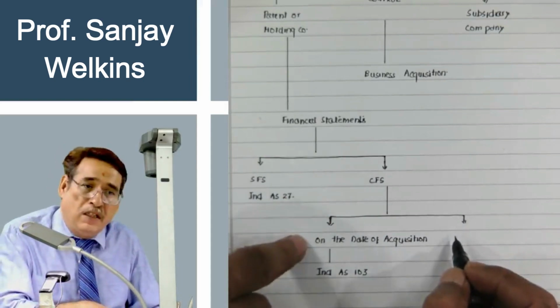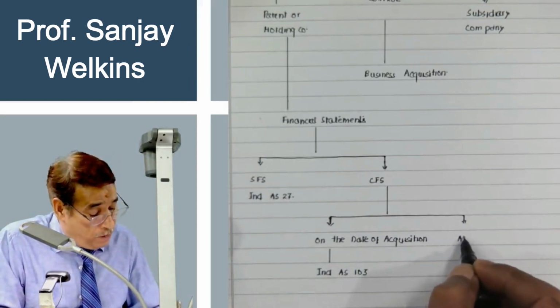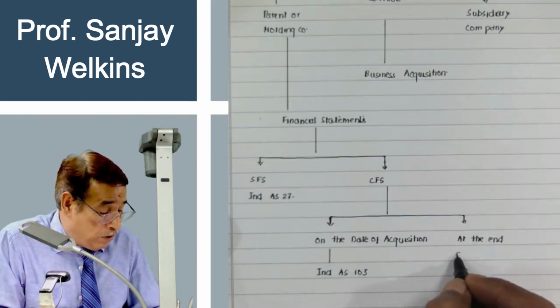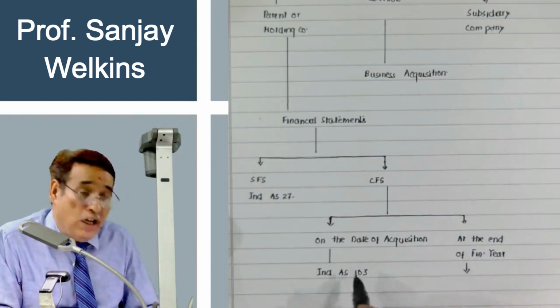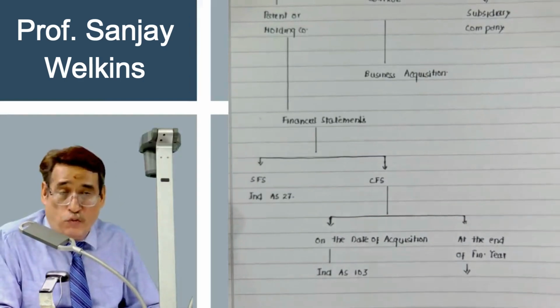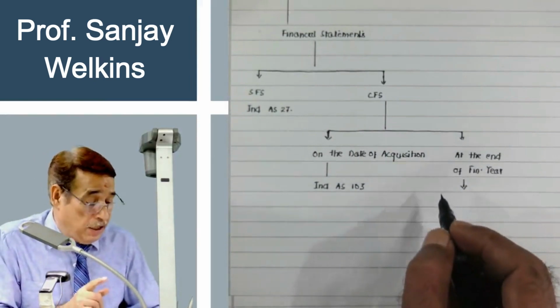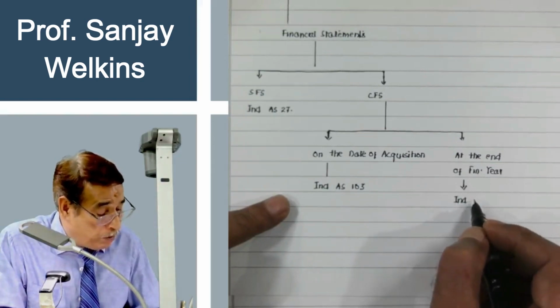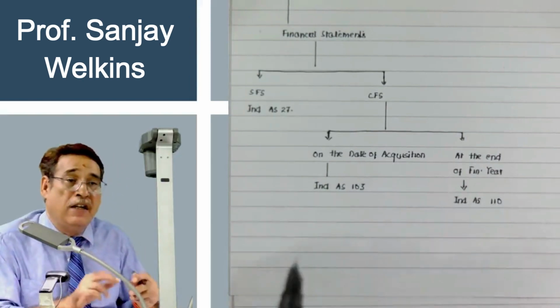And at the year end, or subsequently after this date, at the end of the financial year, whenever our accounting year will end, again I will have to prepare the consolidated financial statement on the reporting date. On the reporting date, the consolidated financial statement shall be prepared as per Ind AS 110.